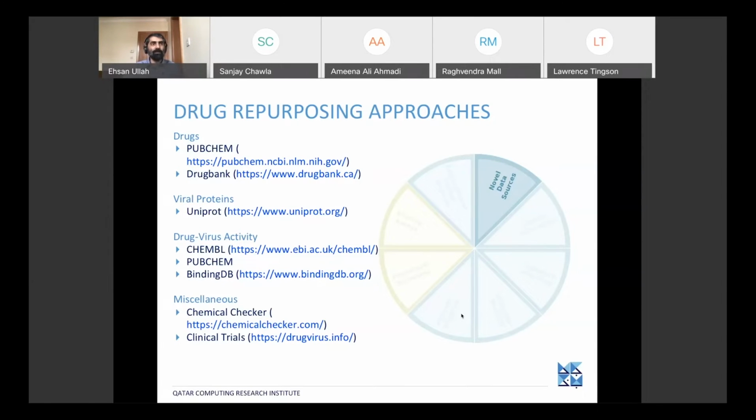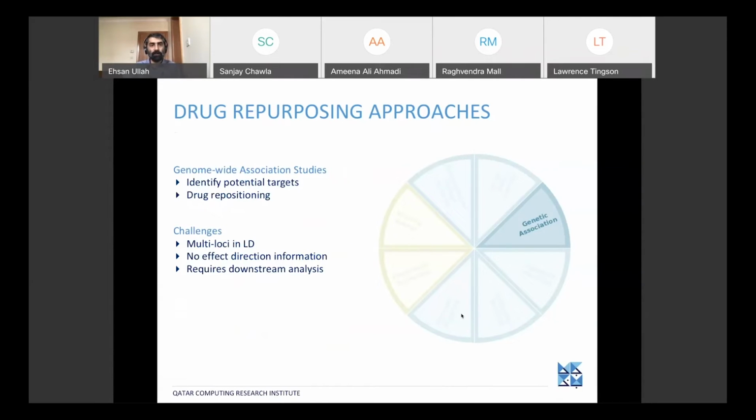And also there are some other websites or databases, for example, DrugsVirus.info, which contains information about drugs which are used for different clinical trials on variety of viruses. And it shows the progress of these clinical trials for drug repurposing. And Chemical Checker contains information about drugs which are similar to other drugs based on the literature and chemical techniques. And this is also a really important source for drug repurposing.